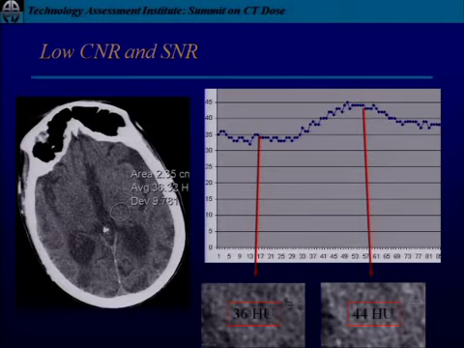This was a movie that I made, but I couldn't get it to play, so I'll give you some static snapshots. Here, a perfusion scan was done. This was the baseline scan, and you see 36 Hounsfield units over here. If you track this area as the bolus comes in and goes out, this is the type of curve you will get. You are going from maybe 35 Hounsfield units to maybe 45, so there's a 10 Hounsfield unit difference, and that's all the signal that you have.